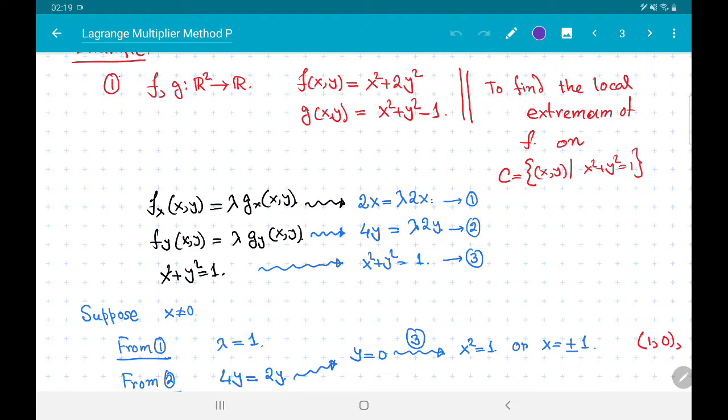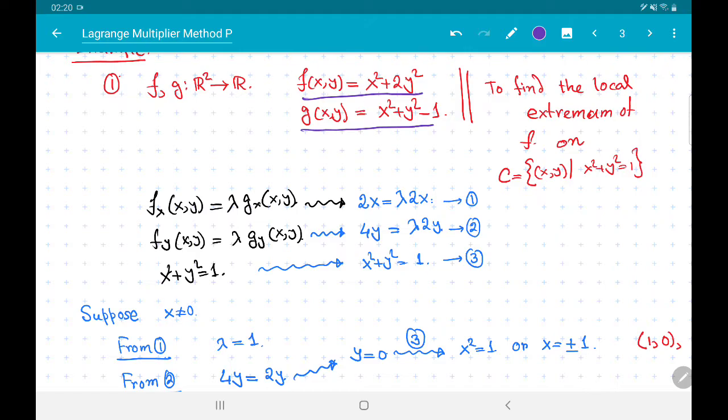So the first example is something that we have seen, or that we began our video with. f(x,y) is given by x squared plus 2y squared, and g(x,y) is given by x squared plus y squared minus 1. So we are asked to determine what is the maximum or minimum value that f takes on this unit circle.